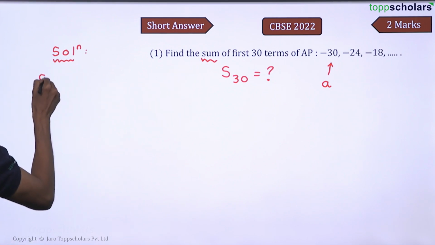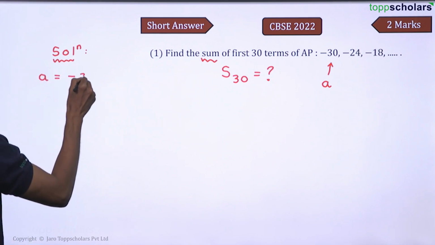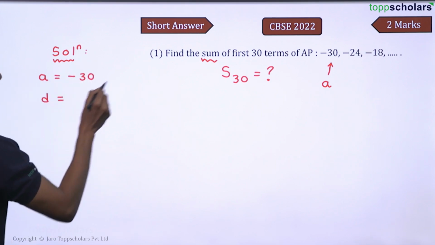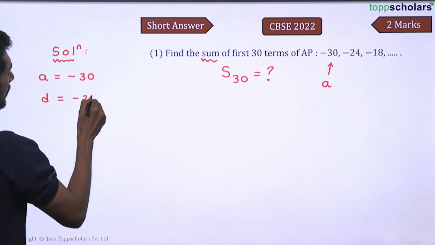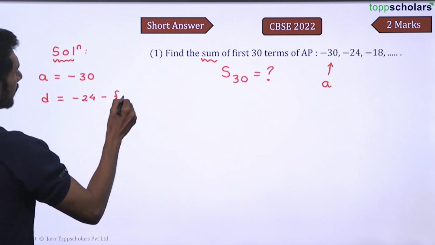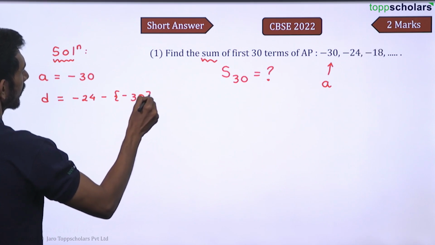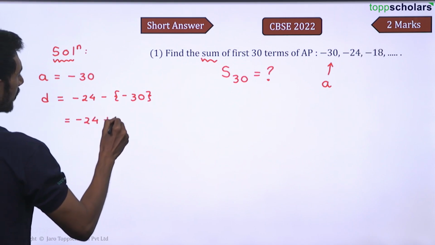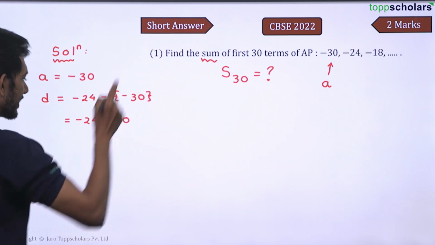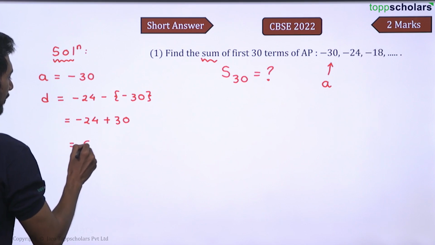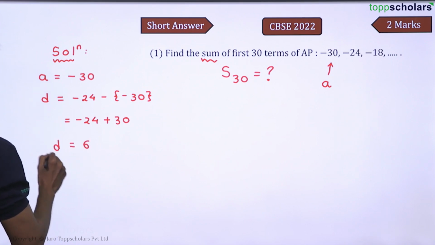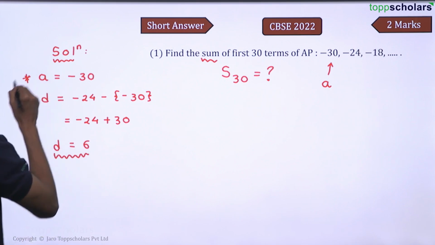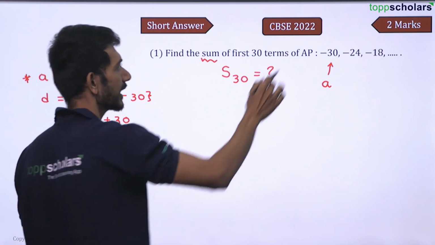So what is the first term? The first term A is minus 30. What is the common difference? The common difference D is minus 24 minus minus 30, that is equal to minus 24 plus 30. So this is an increasing AP. The common difference is positive here. D is 6. So D is 6. A is minus 30. We are supposed to find out S30. Can we do that? Yes.